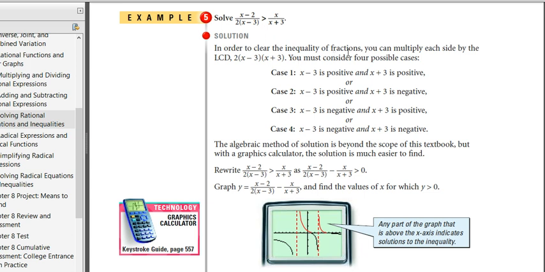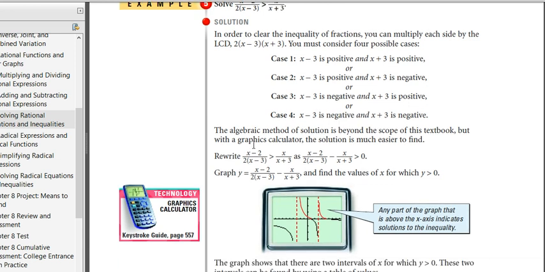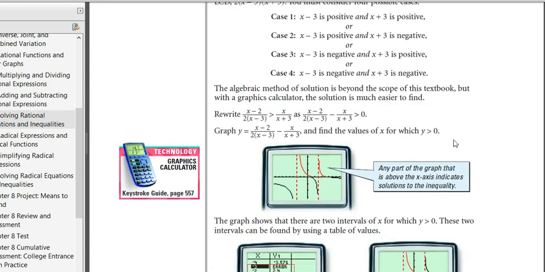Now, in order to clear the inequality of fractions, you have to multiply each side by the lowest common denominator. 2 times (x minus 3) times (x plus 3). So that means that there are 4 possible cases, okay? x minus 3 and x plus 3 are 2 different terms or factors there. And either one can be positive and either one can be negative. So you got 4 different cases. And notice what it says here: the algebraic method of solution is beyond the scope of this textbook. It's also beyond the scope of your algebra teacher right now.